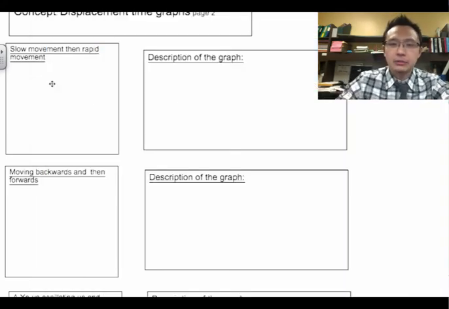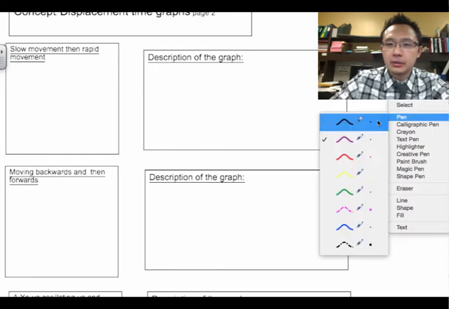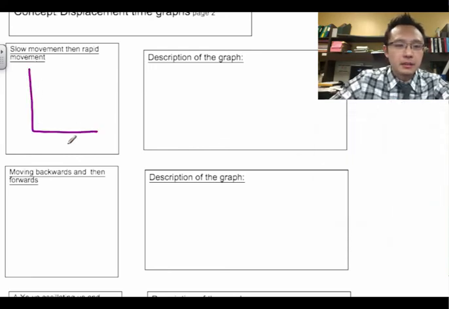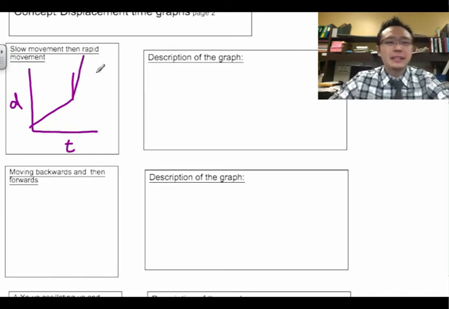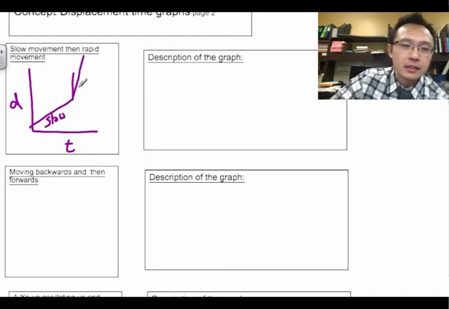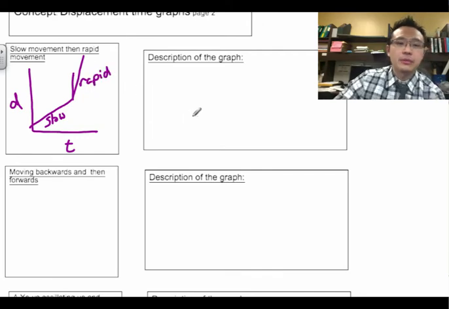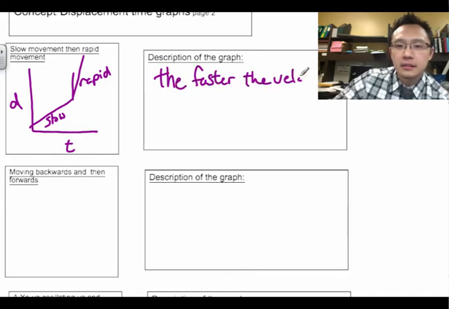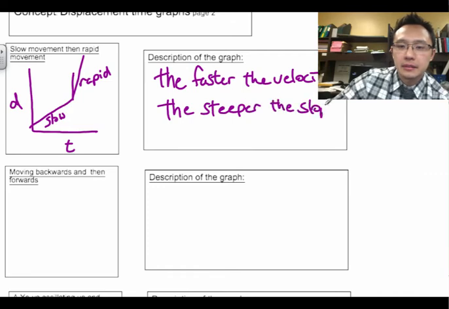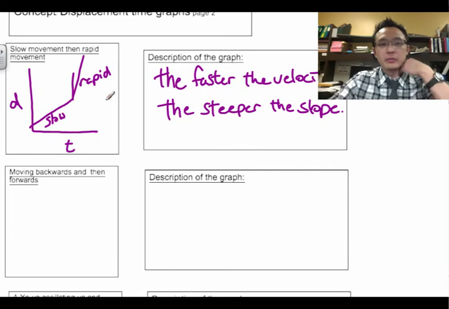So here, if I were to write this down, if I were to do a position time graph, here's my T and my D. Slow movement could be very steady, and a rapid movement can be very, oh, that's way too fast, like that. So this is your slow, and this is your rapid, because you just went from slow to fast. So it starts off, the faster the velocity, the steeper the slope. That's what that means. Okay? So that's slow movement, then rapid movement.